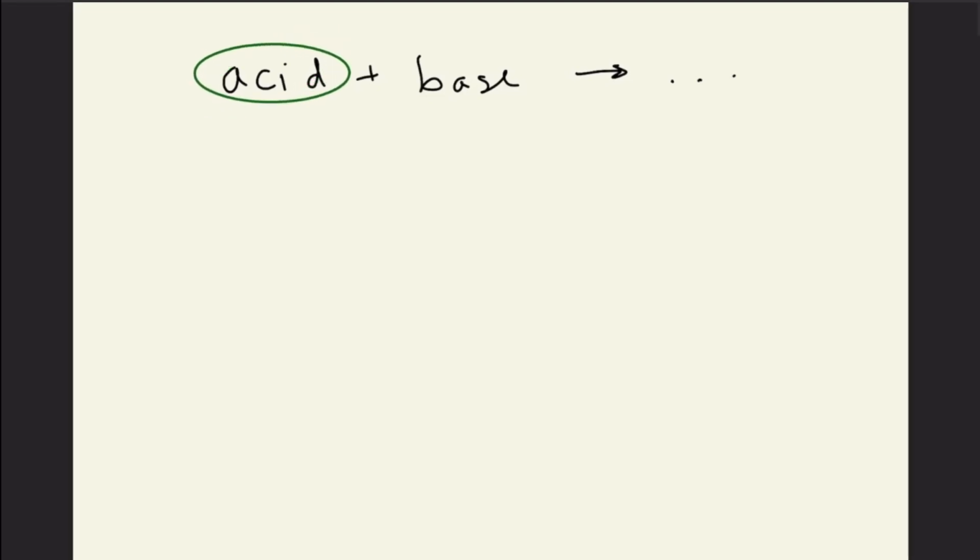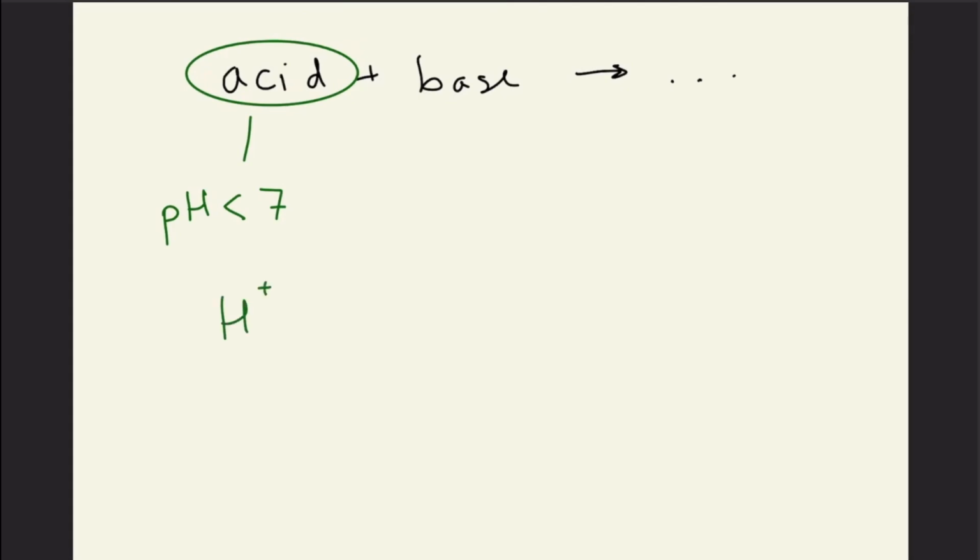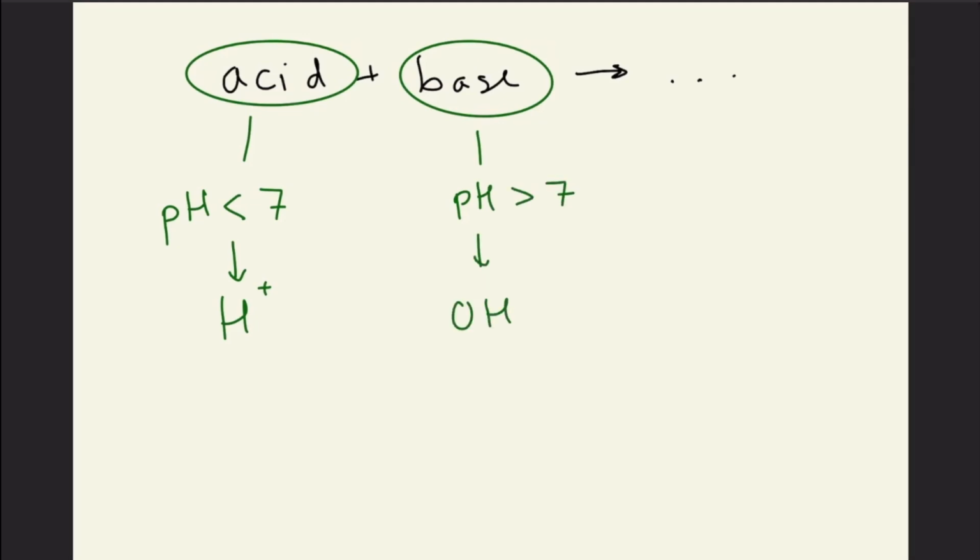Well, what is an acid? An acid is anything that has a pH that is less than 7, and it has hydrogen. Now, a base, on the other hand, has a pH greater than 7, and it has hydroxide, which is 1-, and a hydrogen is 1+.